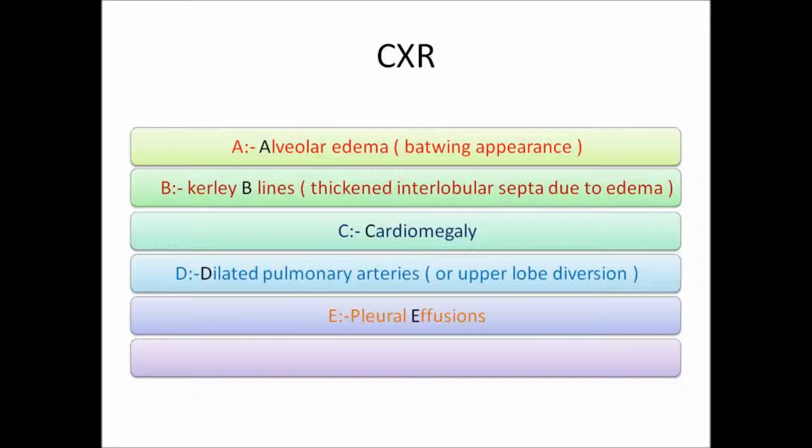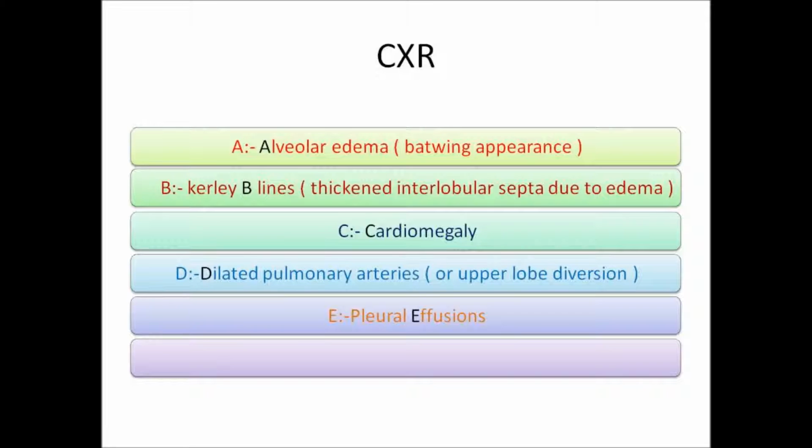Actually, there are 5 diagnostic signs of heart failure that may be seen on chest X-ray, and these are the A, B, C, D, E. The A stands for alveolar edema. This will present as lung hyperinflation. This is called batwing appearance. The B stands for curly B lines.